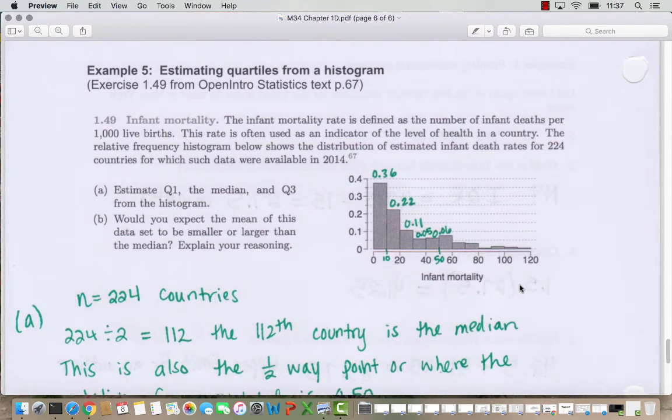Example 5, this is exercise 1.49 from our OpenIntro Statistics text on page 67, gives us a histogram of 224 countries as the data points, and we have the infant mortality rates. The height of the bars is what's known as the relative frequency, so they took the count and divided it by the 224 total. The first task is to estimate quartile 1, the median, and quartile 3 from the histogram.